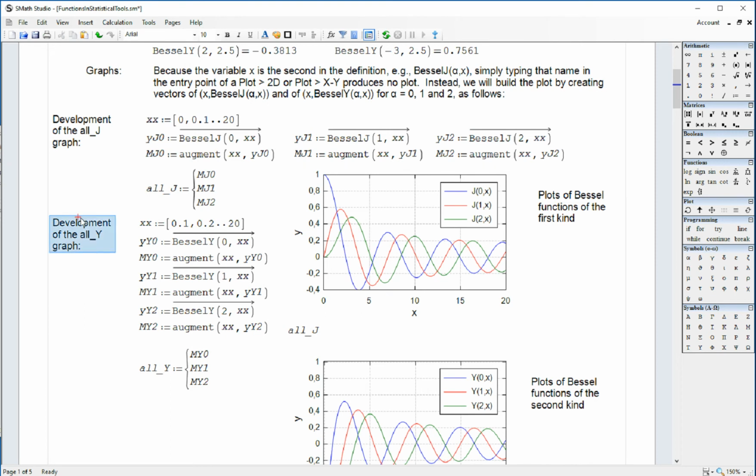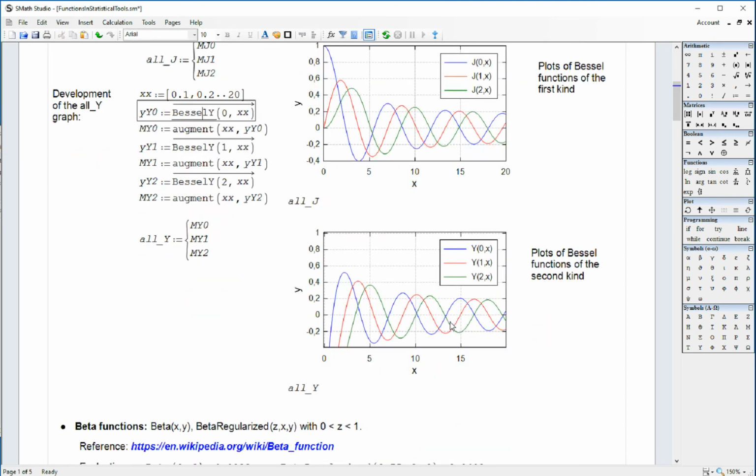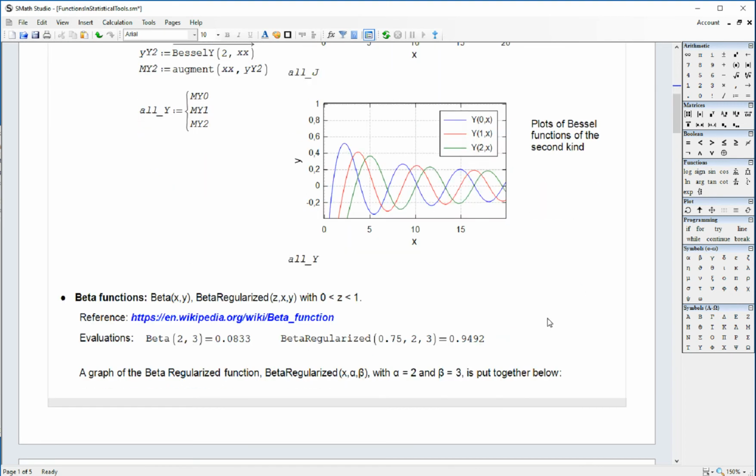Then down here I do the same thing but for the Bessel Y function, basically repeating these calculations but for Bessel Y, and so the plot shows this collection of functions for the Bessel function of the second kind.